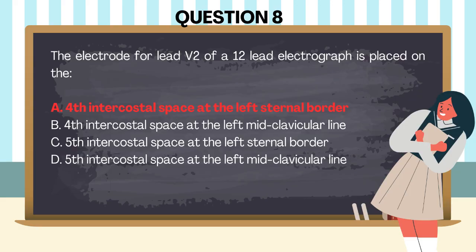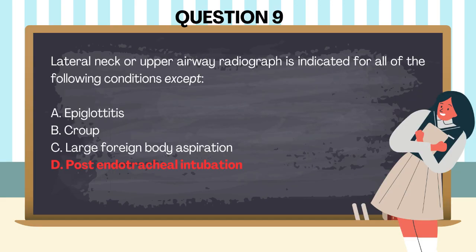Question 8. The electrode for lead V2 of a 12-lead electrocardiograph is placed on the fourth intercostal space at the left sternal border. Question 9. Lateral neck or upper airway radiograph is indicated for all of the following conditions, except letter D, post endotracheal intubation. Anterior posterior upper airway radiograph is indicated following endotracheal intubation.